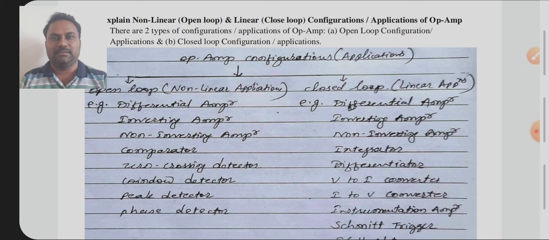In the previous video, we discussed the fundamentals of operational amplifier. That is, what is an operational amplifier, the block diagram of operational amplifier, pin configuration of 741, then different operational amplifier parameters. In this video, we will discuss the applications of operational amplifier. So let us start from the applications of operational amplifier.